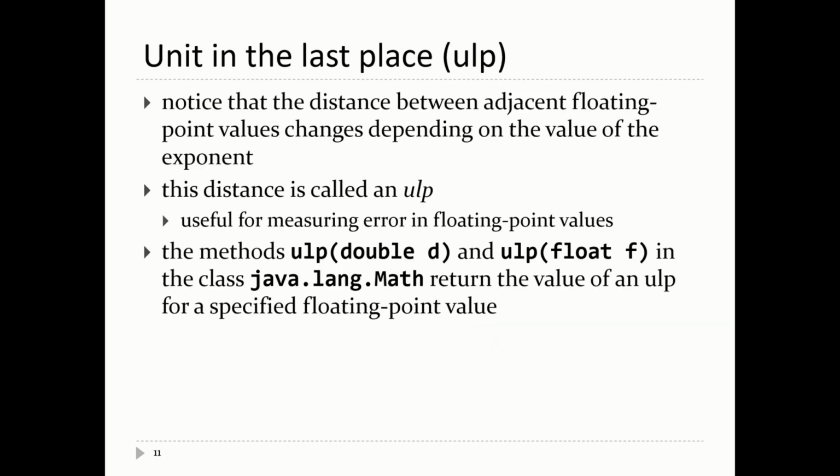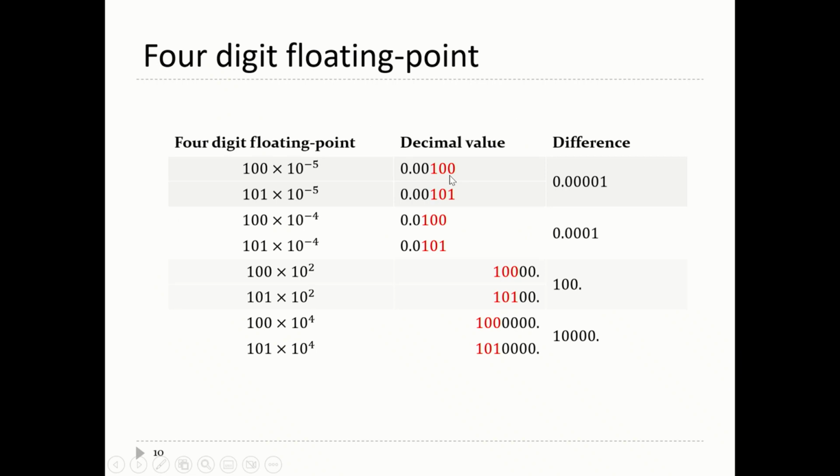Okay, so the distance between adjacent floating point values changes depending on the value of the exponent. The distance between adjacent floating point values is called the ULP, which is short for a unit in the last place. They just mean that difference here. Unit in the last place, that's all it means. I guess technically what they mean is it's here. So when there's a difference of one in the significand, that's a difference of one ULP.